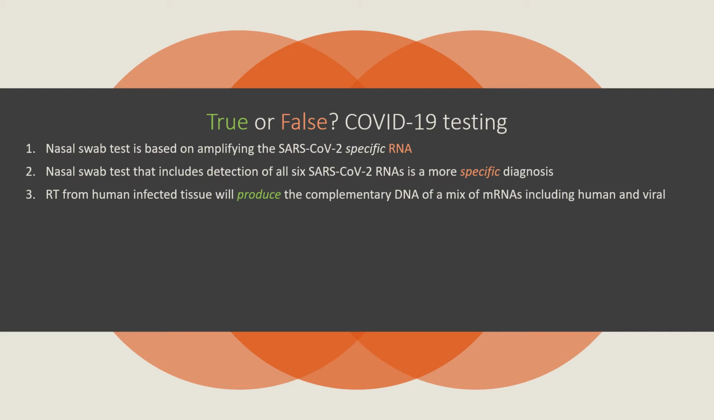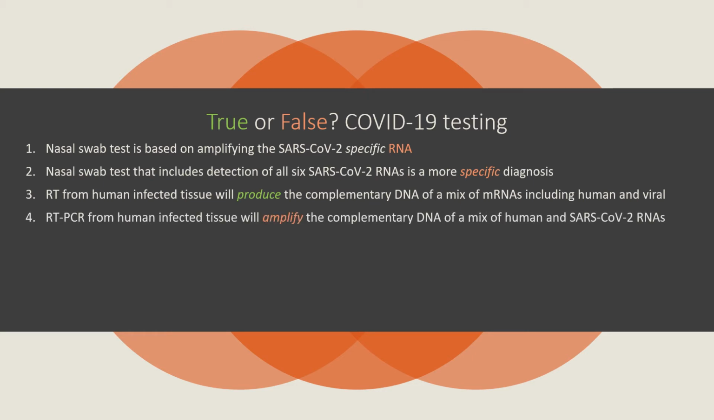Reverse transcriptase from human infected tissue will produce the complementary DNA of a mix of messenger RNAs, including human and viral. That's true. It will include everything that we have in the nose and the throat. It could include microbiota and pollens and whatnot. So we produce complementary DNA of the mix of all the messenger RNA by using that poly-A tail and a bunch of thymines to start producing complementary DNA to all the messenger RNA in the sample.